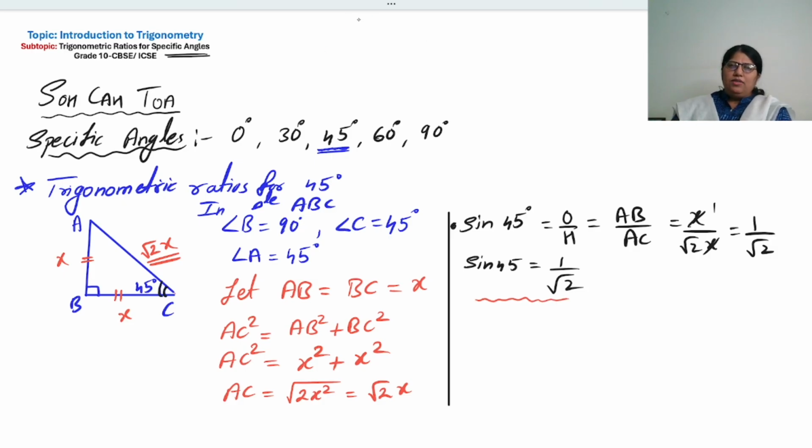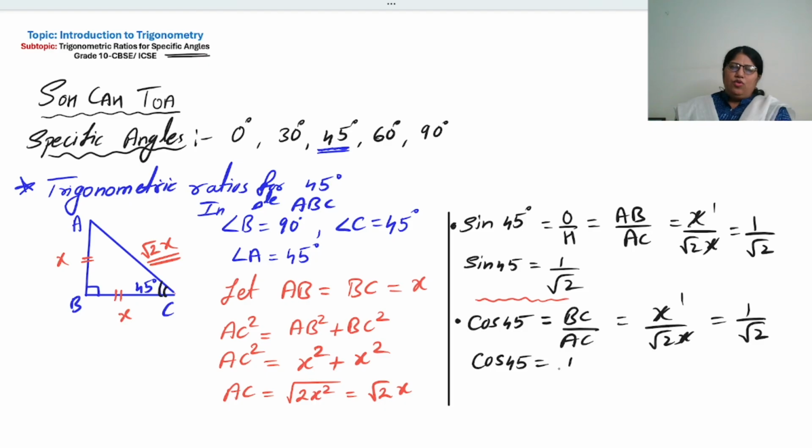Did you get this? Now similarly you can find the trigonometric ratio of cos 45. It is the adjacent side BC by AC, which is x by root 2 x. x gets cancelled, we are left with 1 by root 2. So you can see that cos 45 is also 1 by root 2, correct? Now what is the third trigonometric ratio here? The basic trigonometric ratio is tan 45. Tan is opposite by adjacent.